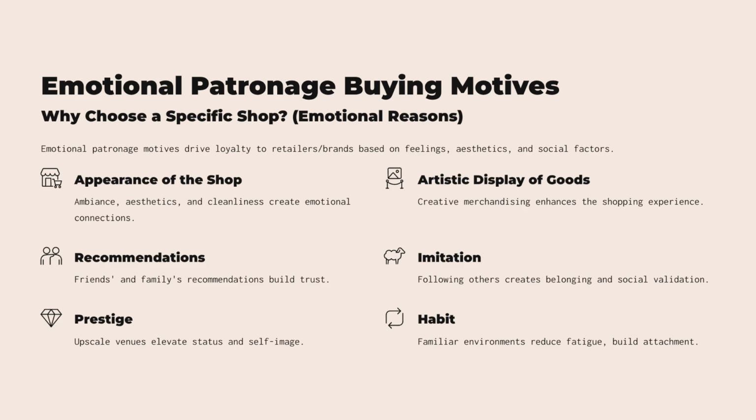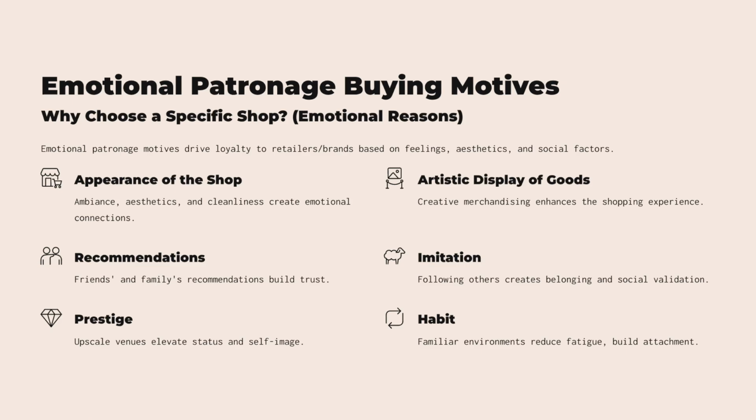Now, we have discussed what people buy. Now, let's discuss where they buy. These are called patronage buying motives. These are the reasons a buyer patronizes a specific shop over another. Just like product motives, these are split into emotional and rational categories.